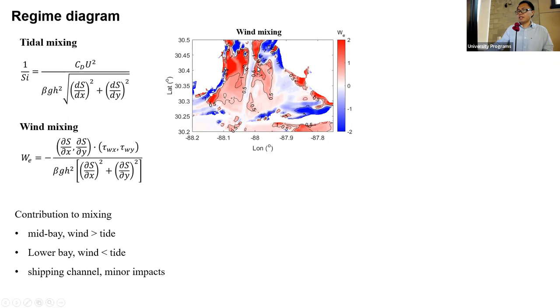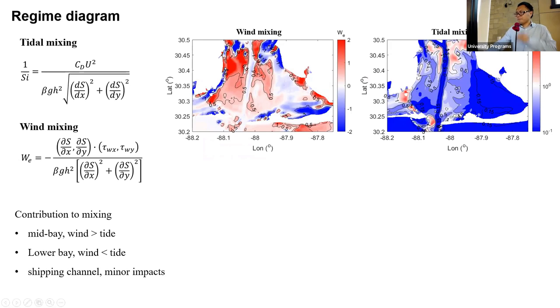So we can see in the mid bay, we have very red units, while in the lower bay, the wind has minor effect over here. And for the tidal mixing, similarly, in the mid bay, you can see the tide bottom friction has some effect.